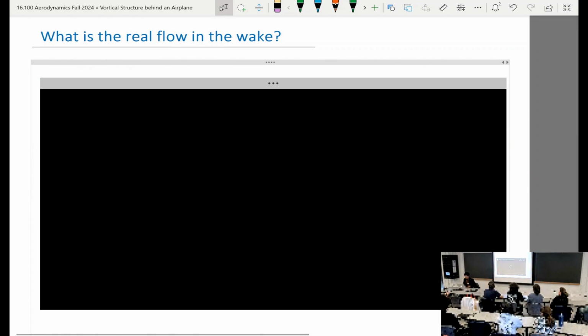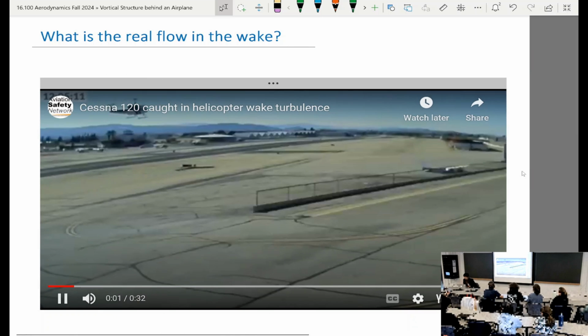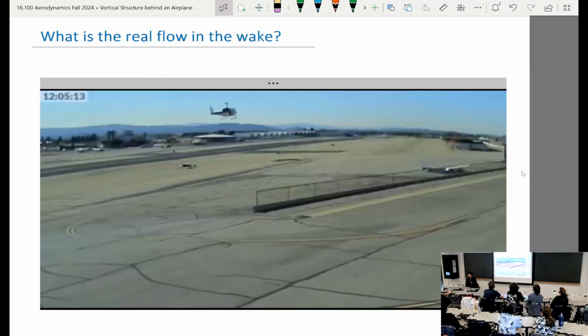Here we first are going to see a helicopter flying by, and the vertical flow is actually not just for airplanes. Any lifting body, right, through conservation of momentum, is going to induce a vertical flow in its wake. So the helicopter is already here, and here comes the small airplane.